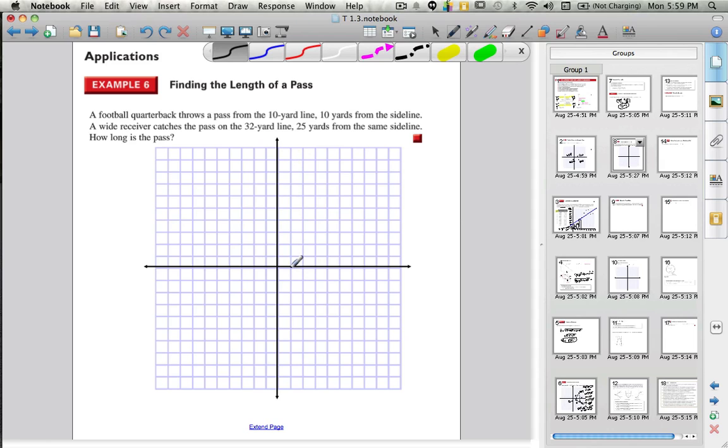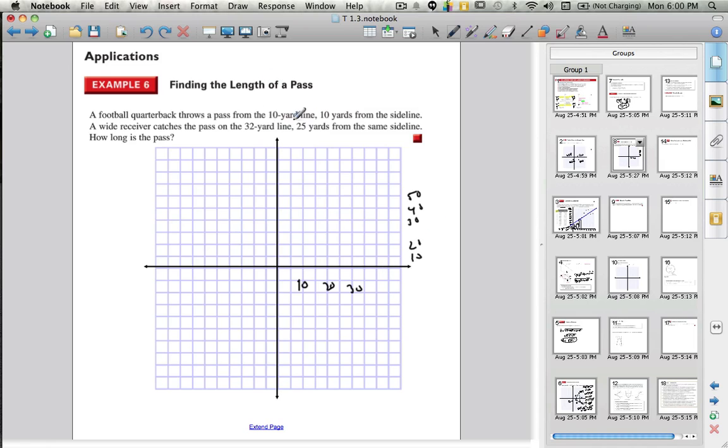let's say that I make this the sideline, right? And so maybe we go 10, 20, 30, 40, 50. Maybe that's not how we would do it if we try to get the whole football field in the first quadrant, but this is enough for what we're doing. And let's say that these are yards from the left and right. So let's say that's 10, 20, 30 yards.